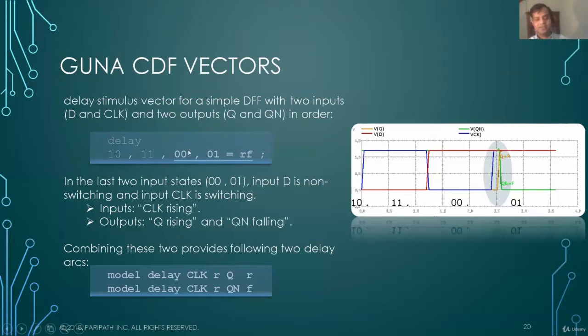So I'm going to take a very simple example of a D flip-flop, D and clock, with 2 outputs, Q and QN. And in the highlighted portion, you see the delay vector. Essentially, the first one is D and the second one is CLK. So D is 1, CLK is 0, and it changes. D stays at 1, clock changes to 1, and then D and clock go to 0. Both of them are changing, and D stays at 0, clock goes to 1. So this is your delay vector, and you're saying output would be rising.